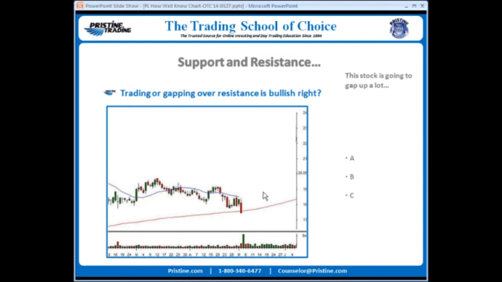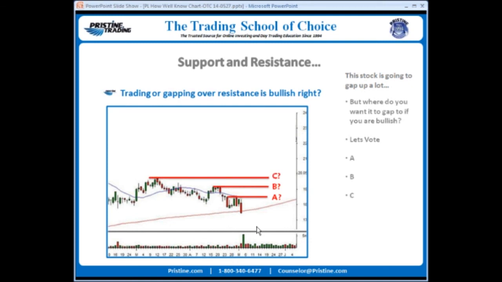We're going to gap. This is a daily chart, and we're going to gap. And you want to be bullish. Where do you want the stock to gap to? Do you want to gap to A, to B, or to C? Do you want to clear just barely A, B, or C? Everybody vote. A, B, or C. Because you're going to find on this chart, I'm going to give you the answers: B, C, A, B, A, B, A, C, C, C, B, A, C, A, A, A, B, A, C.